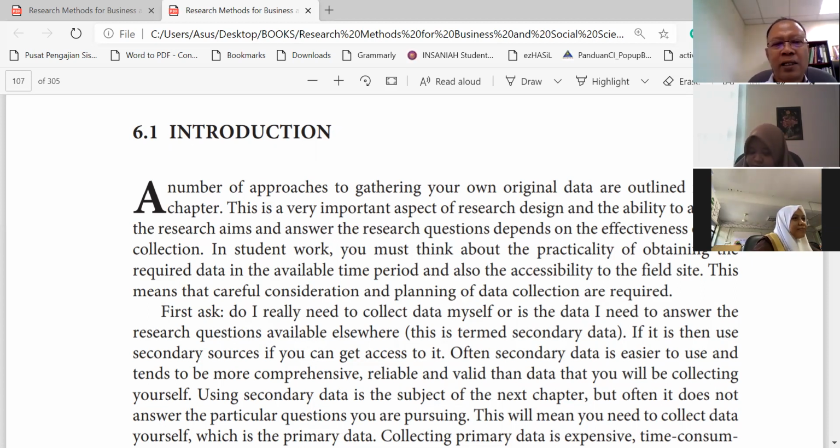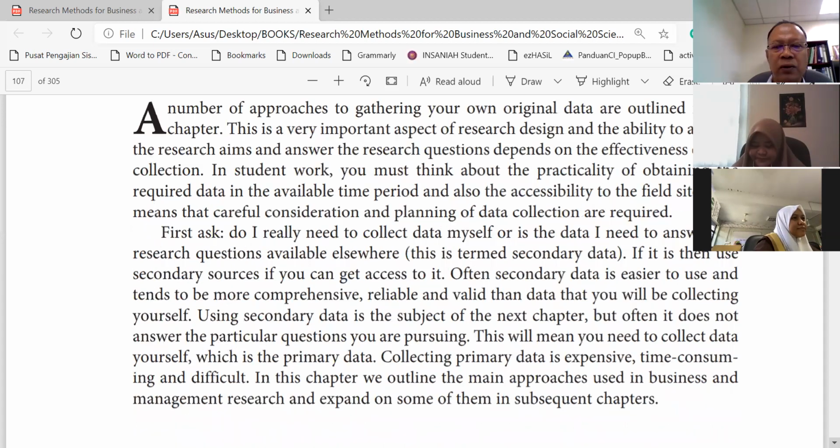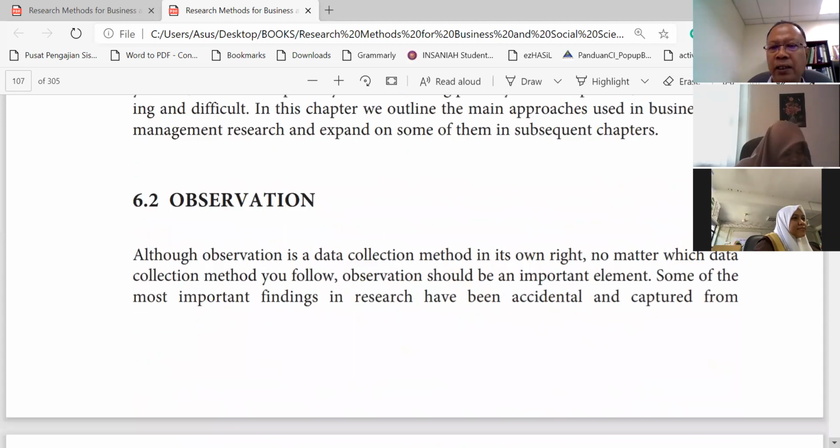Secondary data has advantages in that it is readily available, it doesn't cost you money. But the disadvantage of secondary data is that sometimes the secondary data doesn't fulfill all your needs. So today we will discuss how to collect primary data. The first type of primary data is observation.